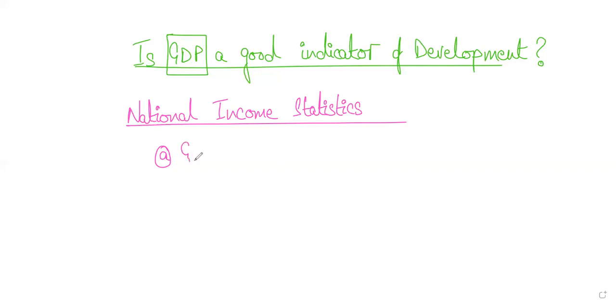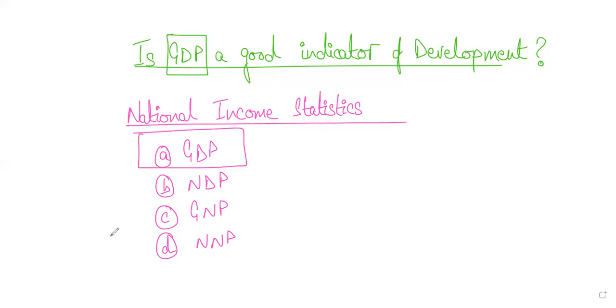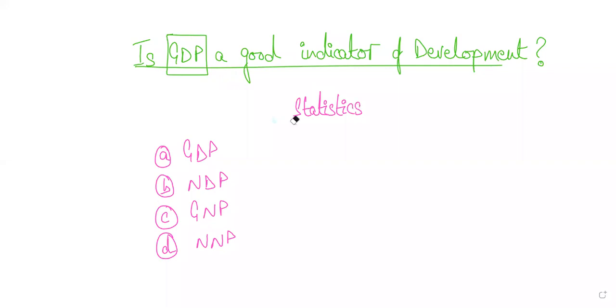So that includes 4 things. What were those? GDP, gross domestic product. Then you had net domestic product, NDP. Then you had gross national product, GNP. And lastly, you had net national product, right? So these are the 4 national income statistics. But the most common of these 4, we already know, is GDP, right? Which is the income of people living within the country. Okay, now is GDP a good indicator of development? Yes, no, why yes, why no, and all that stuff. So we'll talk about that.